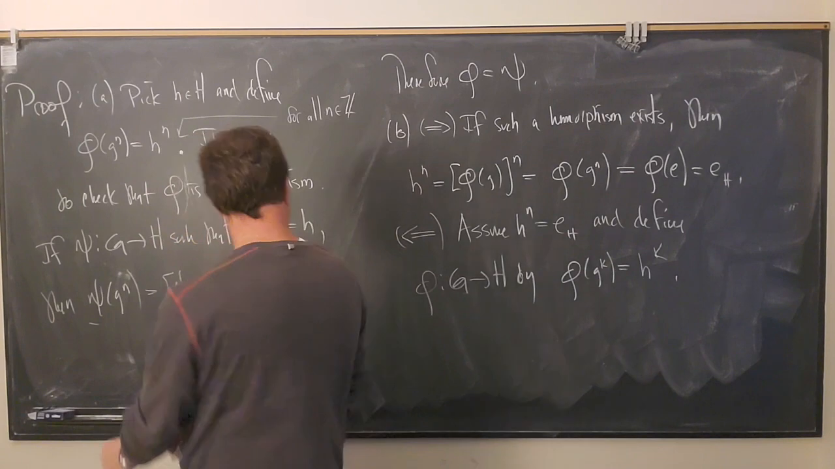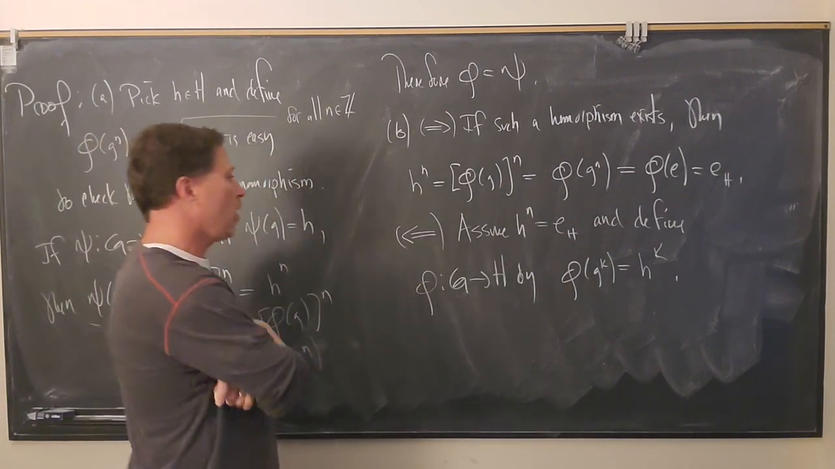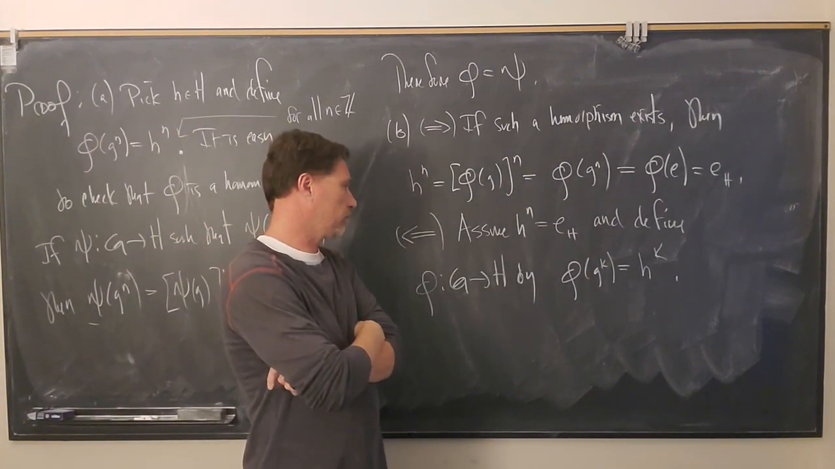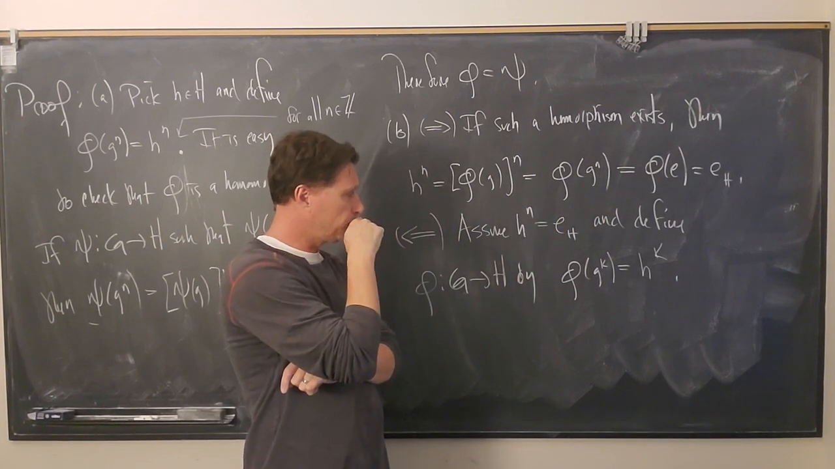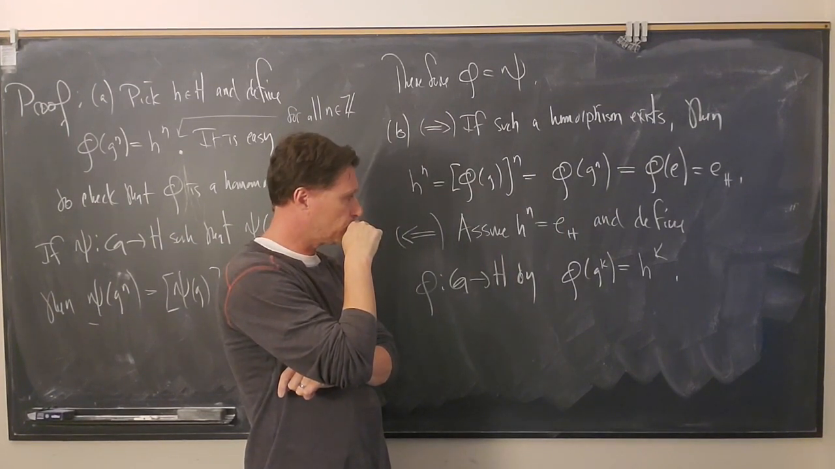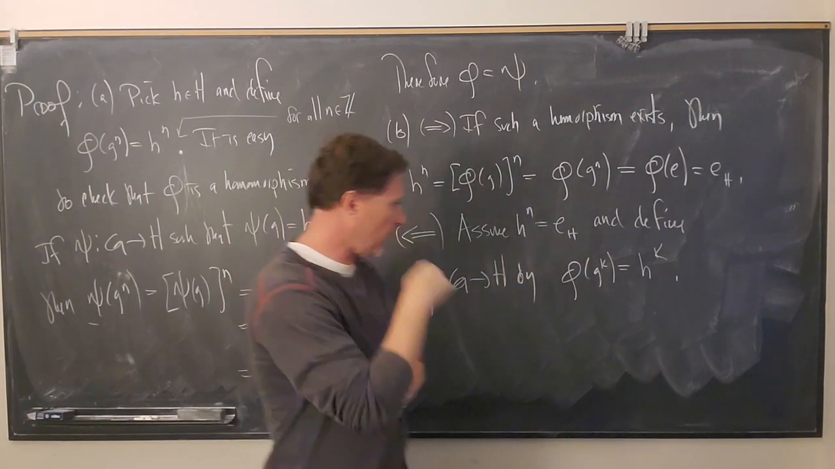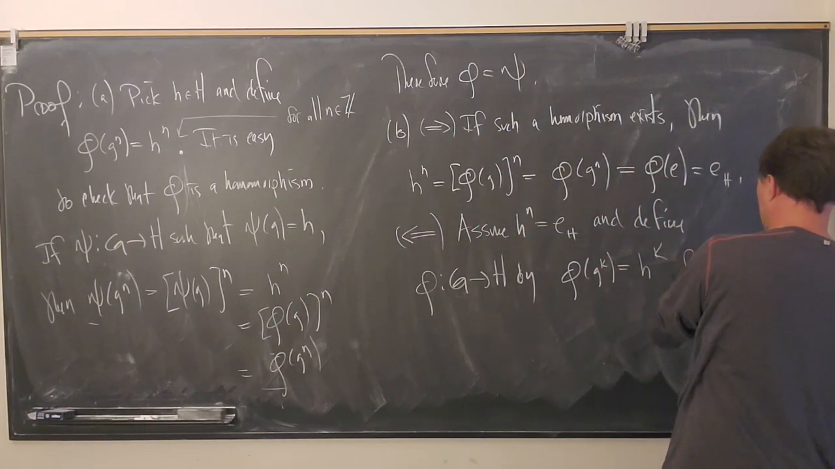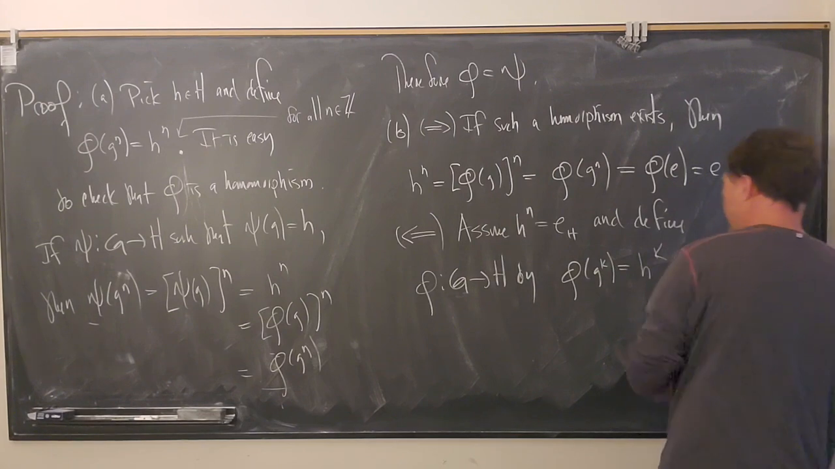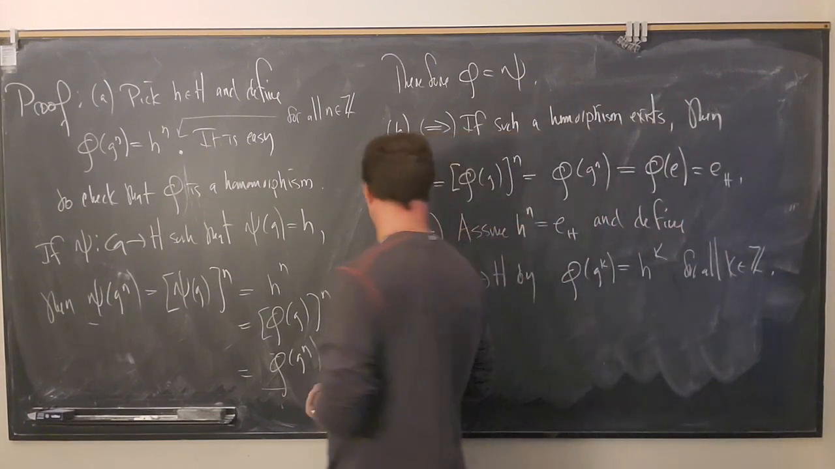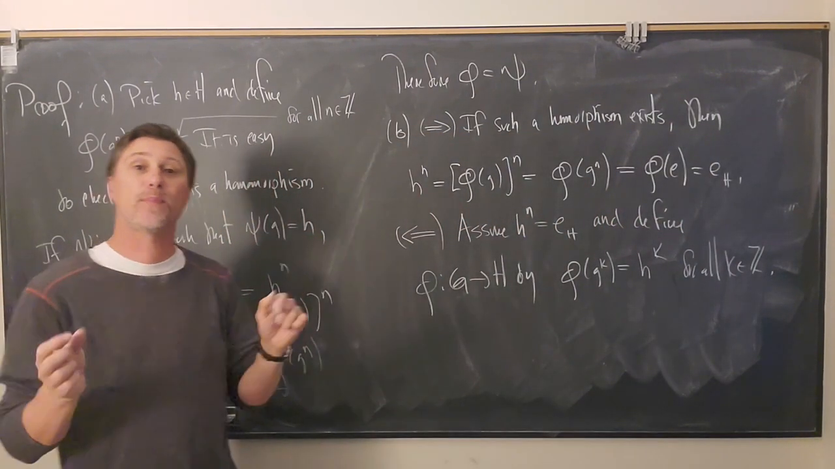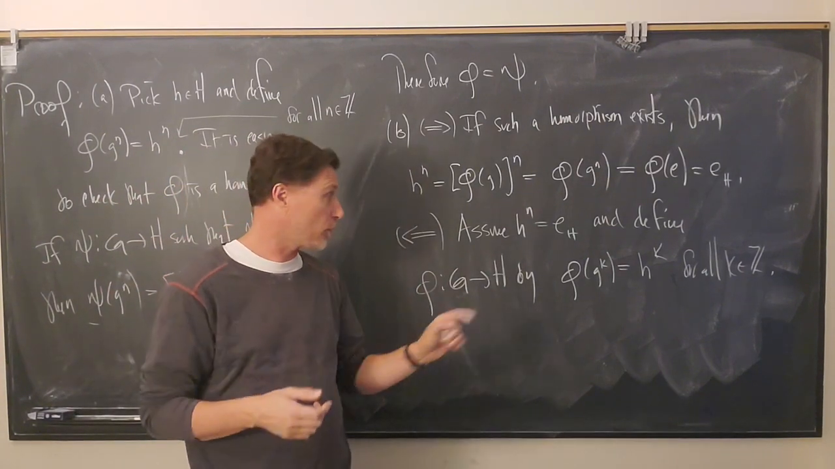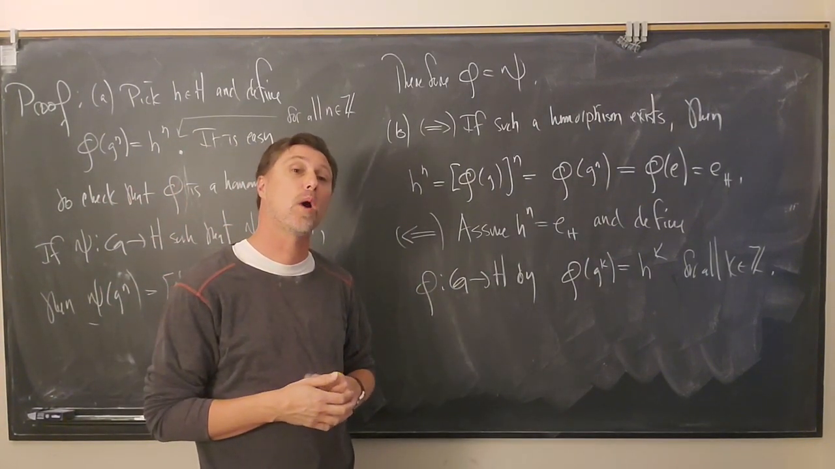Now, we have to be a little bit careful. We just defined a function, and I should also be careful here for all k in Z. But here's the thing. In a finite cyclic group, g raised to various powers can be equal to each other. So I need to verify that this function actually is well-defined.